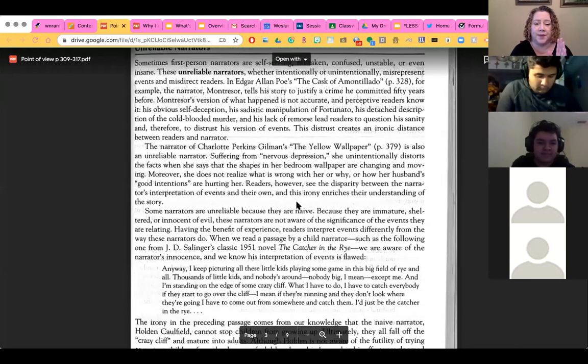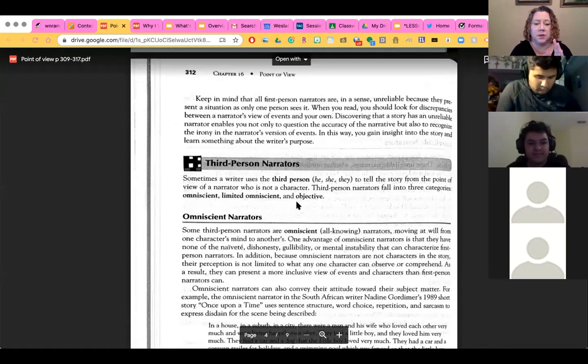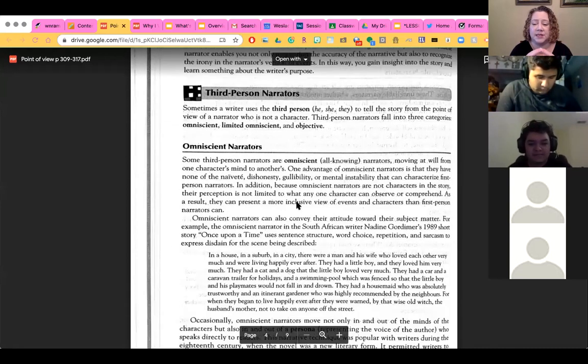Unreliable narrators, I talked about that already. Third person, there is such a thing as a second person narrator. They don't talk about it in this chapter, but there is a second person narrator. It's very rare. And it's sort of like the first person narrator is including you as the reader in the story. So they don't put that in here.